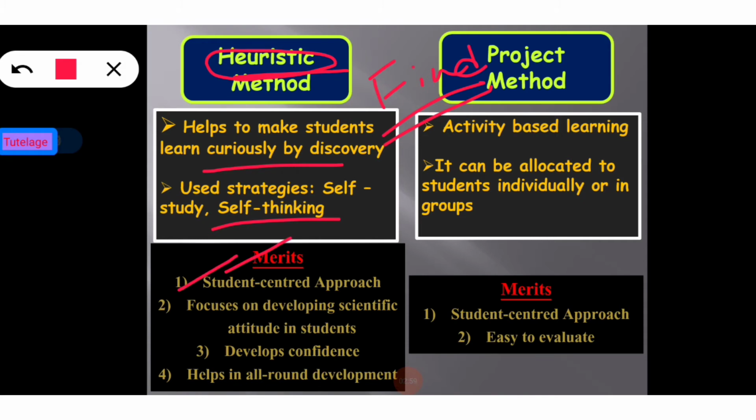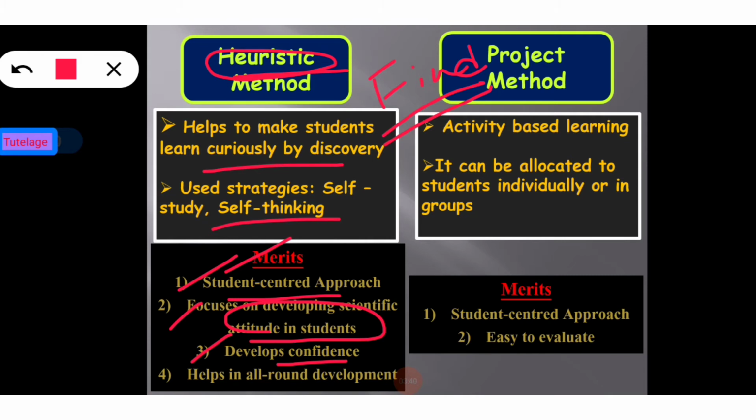The first merit: heuristic method is obviously a student centered approach. And now going to the second point, it focuses on developing scientific attitude in students. Basically it helps to make students learn curiously by discovery, and that's why it helps in boosting the scientific attitude in students. And now going to the third point, it develops confidence because it helps in all round development of the students, and it also develops confidence in students through self study, self thinking, self predicting, etc.